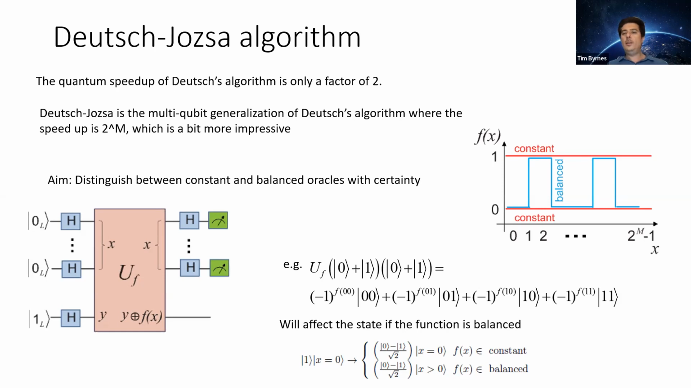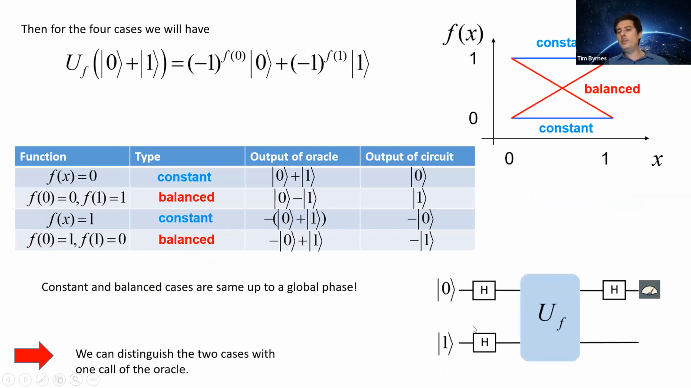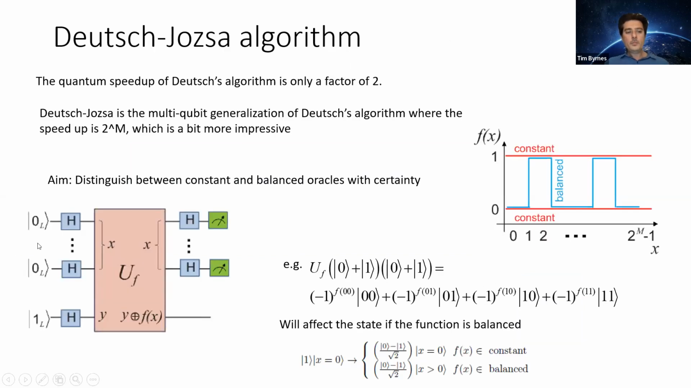The previous case had 2 qubits, but one of them didn't do anything, so it's sort of like a 1 qubit example. Now this is generalizing it to m qubits. What this does is make the speed up 2 to the power of m faster. So it will be exponentially faster.